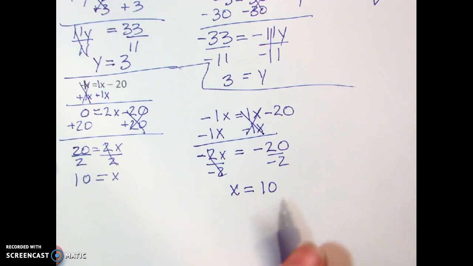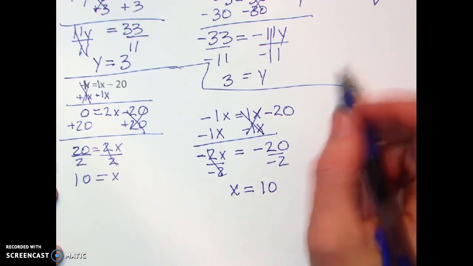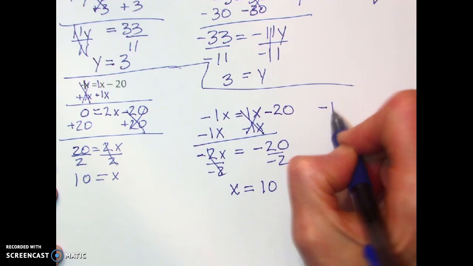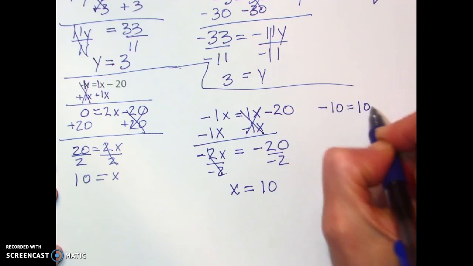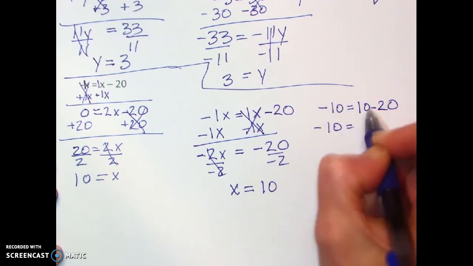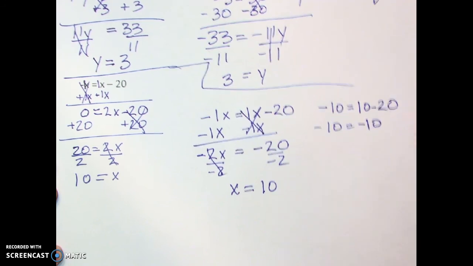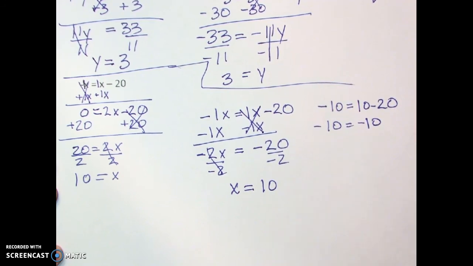Same answer. We can also check this the same as we did previously. Negative x equals x minus 20. So x minus 20 turns out to be negative 10 equals negative 10. So it does check.